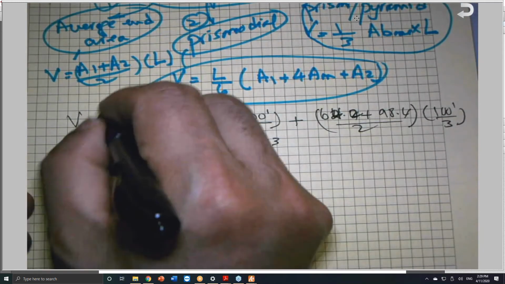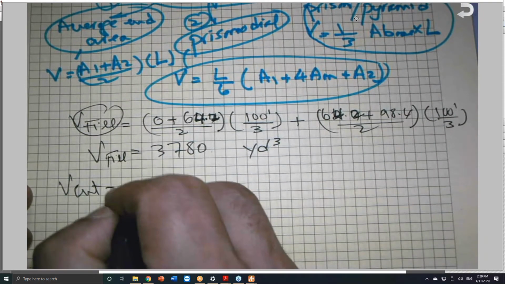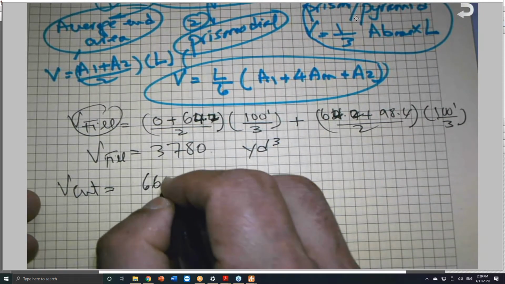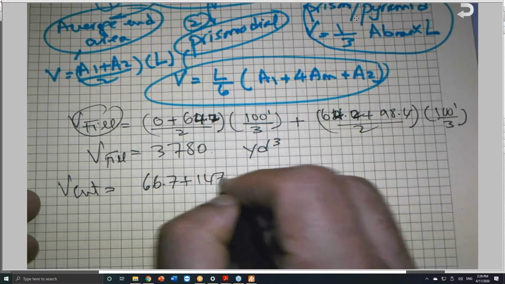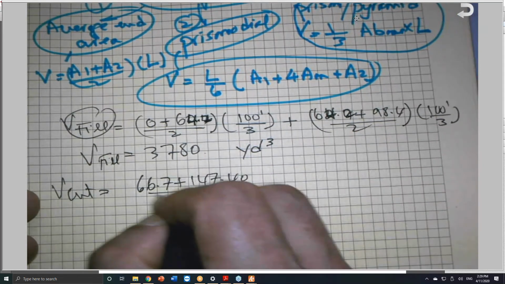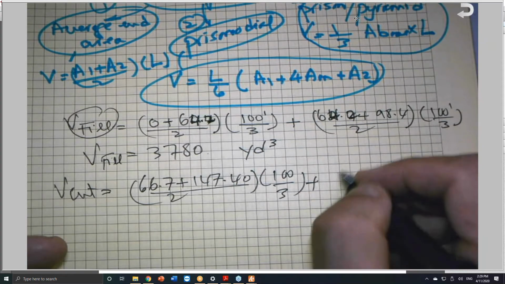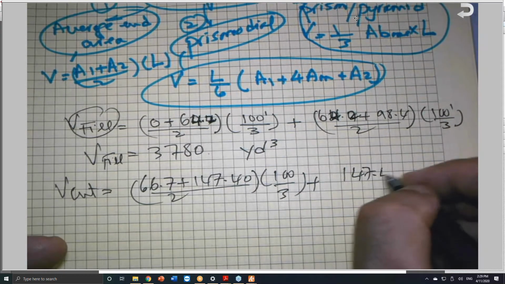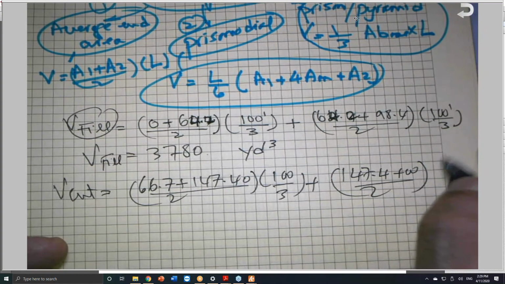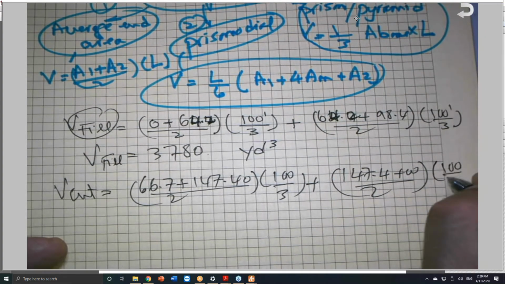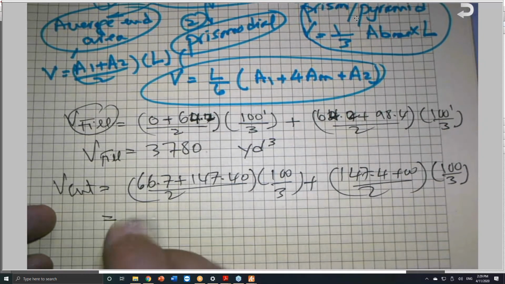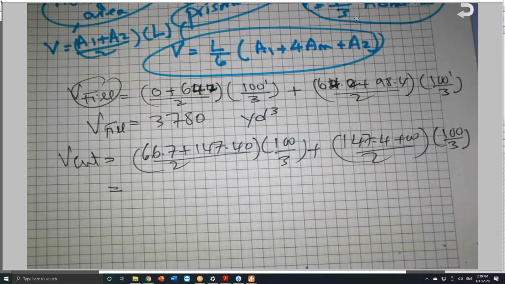I will repeat the same thing for the volume of the cut. And this is 66.7 plus 147.4 divided by 2 times 100 divided by 3, plus 147.4 plus 0 divided by 2 times 100 divided by 3. So 66.7, enter, 147.4 plus 0.5 times 100 times 3 divided. Okay.